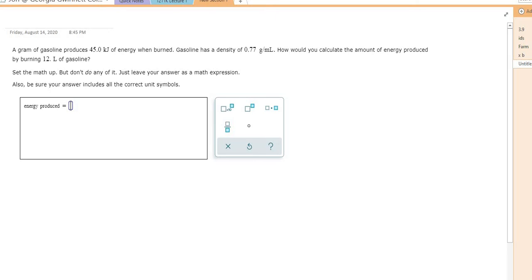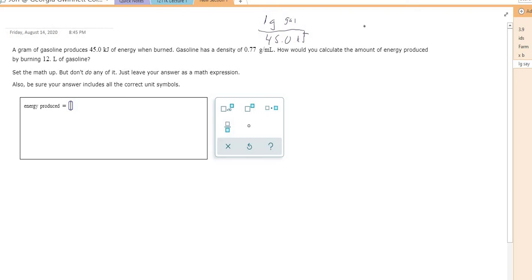Okay, well again, I just set up all my problems essentially the same way. I write down everything I know, including conversion factors, and then I go from there. So let's write down what we know. We know that a gram of gasoline produces 45 kilojoules of energy when burned. Okay, so for every 1 gram of gasoline, I produce 45.0 kilojoules of energy. Okay, so that's a conversion factor.